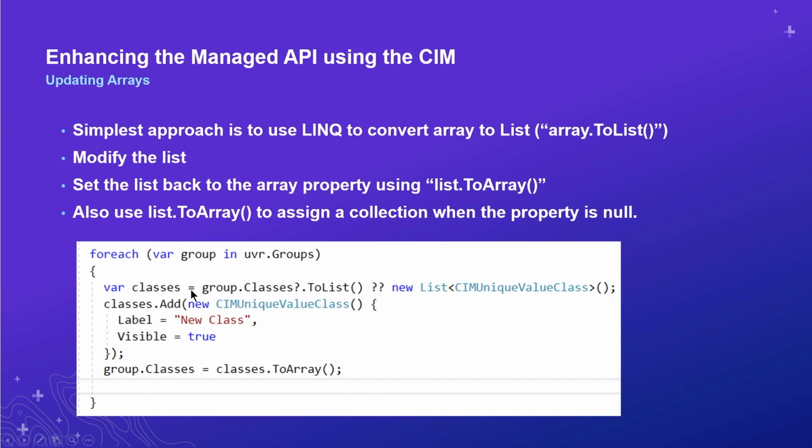This is the classes property on the CIM. I'm converting it on the fly to a list using the ToList LINQ method. So now I have access to all the .NET list semantics such as add. I'm using the add method over here, and I'm adding a new group to my collection. And then I update the classes property with my collection, and I convert it back to an array using the ToArray LINQ method. This is a very convenient pattern that you can use to work with collection properties in the CIM.